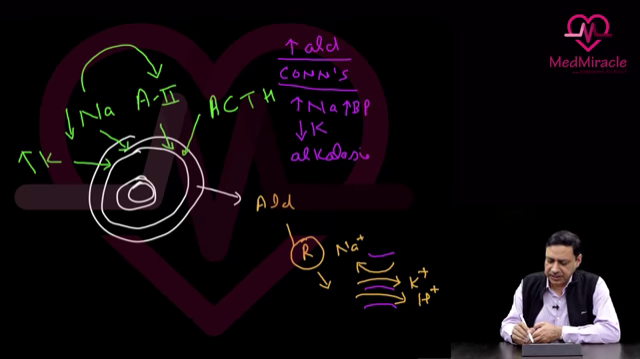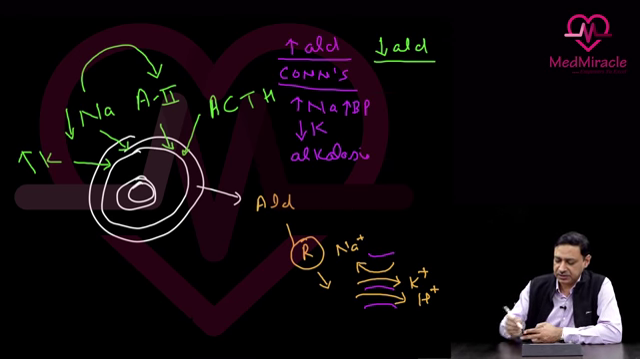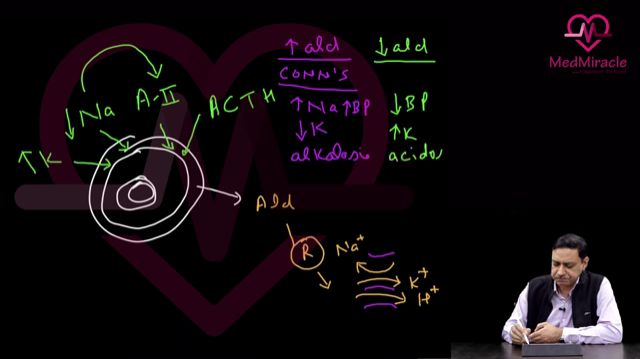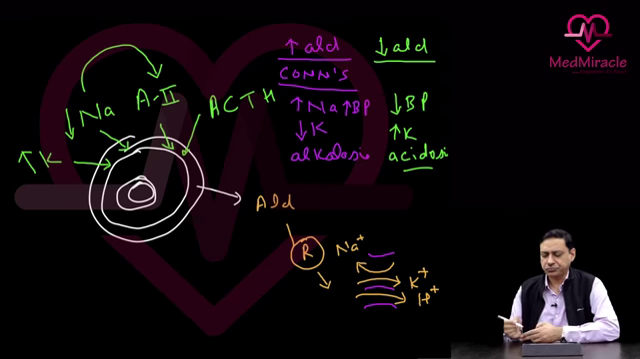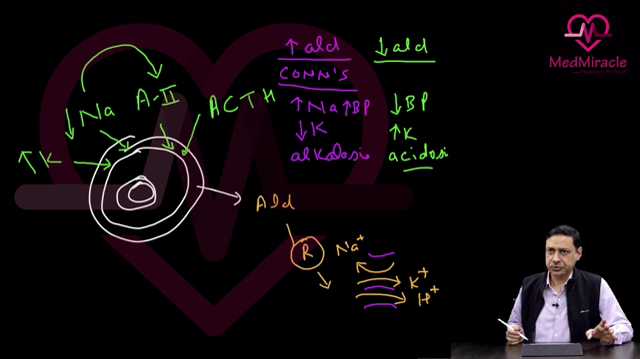And what will happen in hypoaldosteronism? If aldosterone level is low, hypoaldosteronism, what will happen? Reverse. BP will be low, okay, because sodium is not reabsorbed, so BP will fall. Potassium will be more, hyperkalemia and acidosis. This will be seen in hypoaldosteronism. Is okay? This is done?